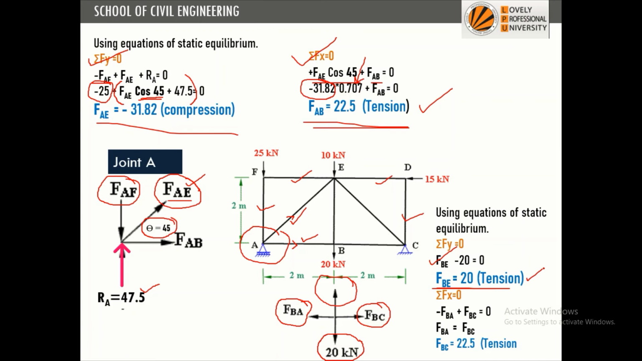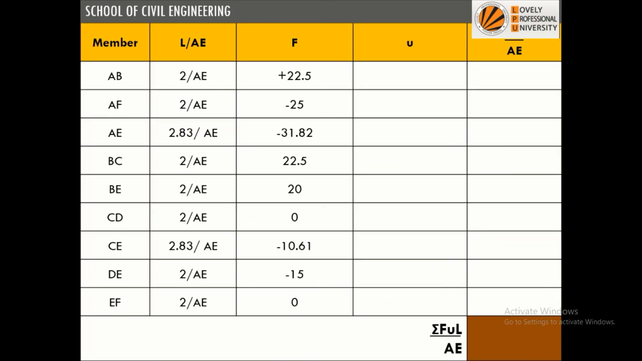That is 20 tension. Then when we do sigma Fx is equal to 0, these two forces will be equal and opposite. So we get the equation FBA is equal to FBC. FBA is already calculated as 22.5. So we know that FBC is also 22.5 with positive sign. So all the forces are calculated here. So we have tabulated it.